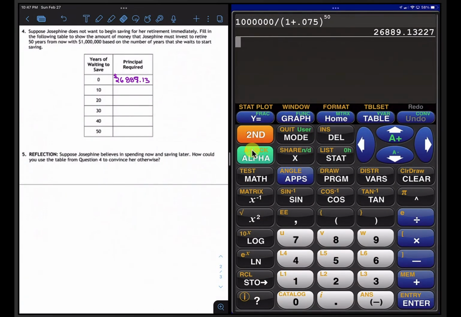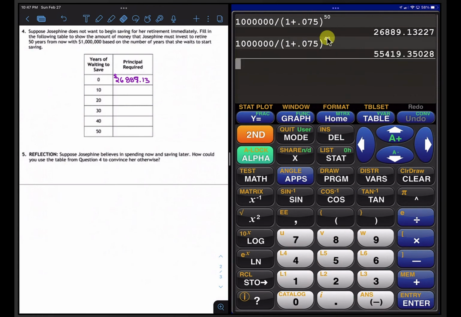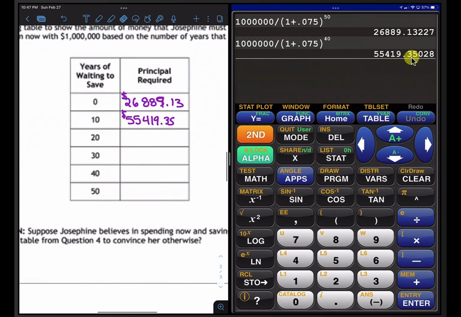Let's get our calculator. And what we're going to do is we need to change that 50 years to 40 years. Because if she's waiting 10 years from now, then she has 10 less years to let her money grow. So the 50 becomes 40. So I'm going to just copy this and change the 50 to 40. All right, so I changed the exponent to 40 there. And this is our new amount. So that's 55,419.35. Let's go back to our page here. And there it is, the 55,419.35.